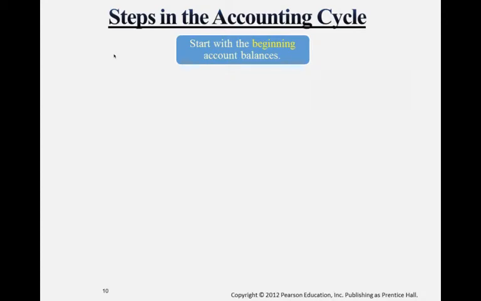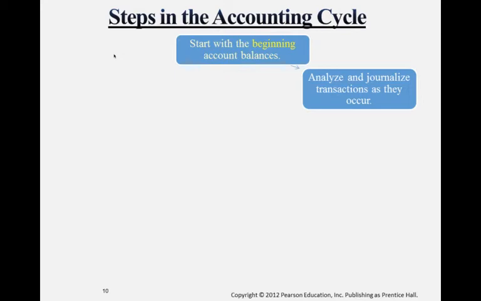Okay, so then as transactions happen, as we purchase things, as we sell things, corporations will analyze and journalize the new transactions. So this is the second box. We start from the beginning balance from last year. We capture new transactions. We post these transactions to T accounts as they happen. So this is the process that we covered in Chapter 2. Okay, we journalize new transactions that happened in 2013 and post them to T accounts.